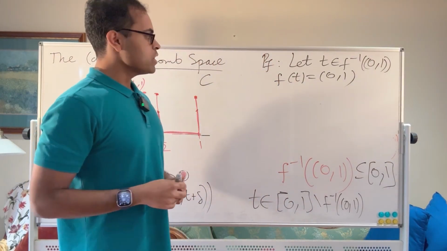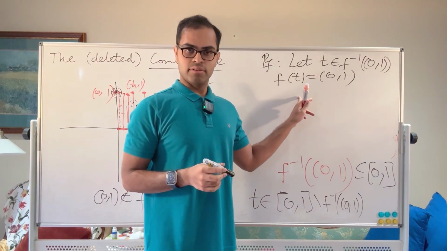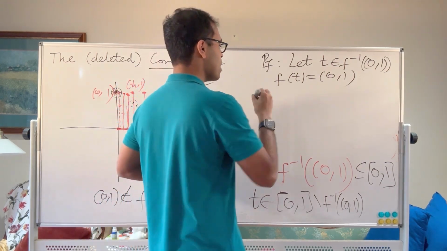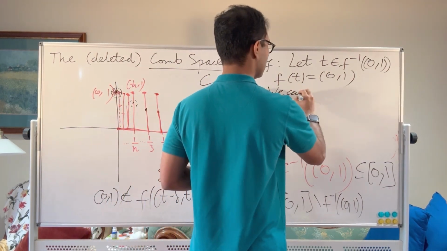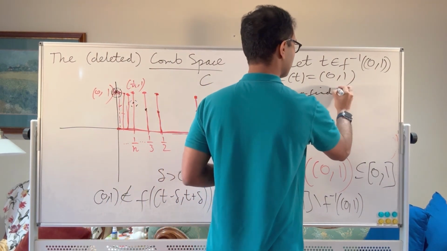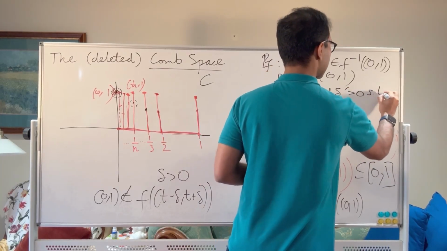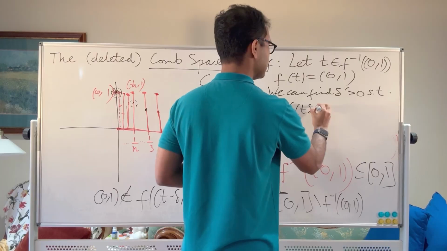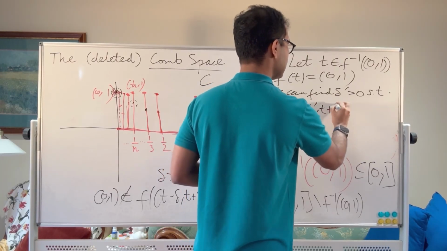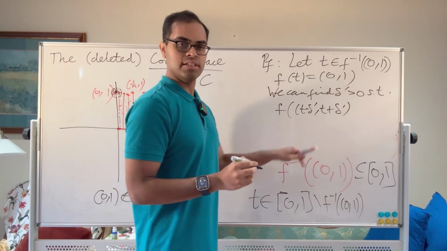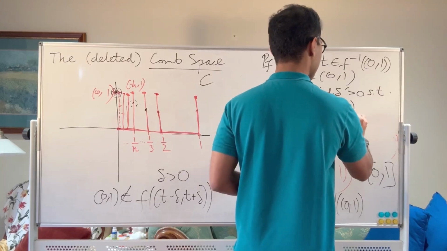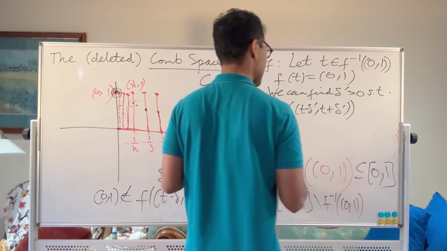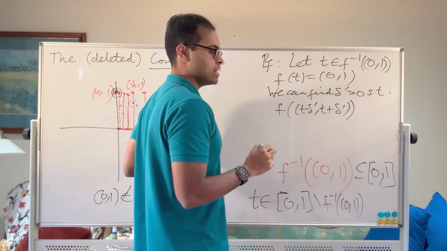Now here's the thing. Because f is continuous, we can find a delta prime greater than 0 such that the following is true. f of the open interval (t minus delta prime, t plus delta prime) is not going to touch the x-axis.